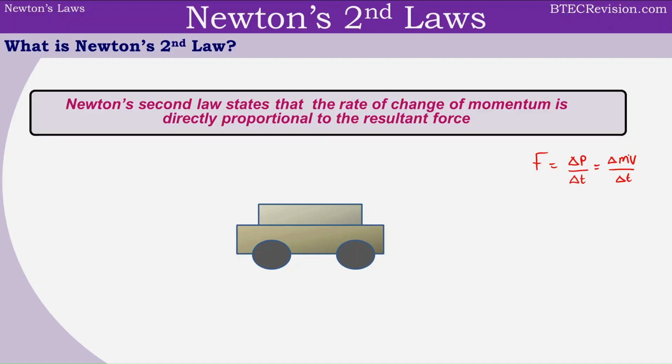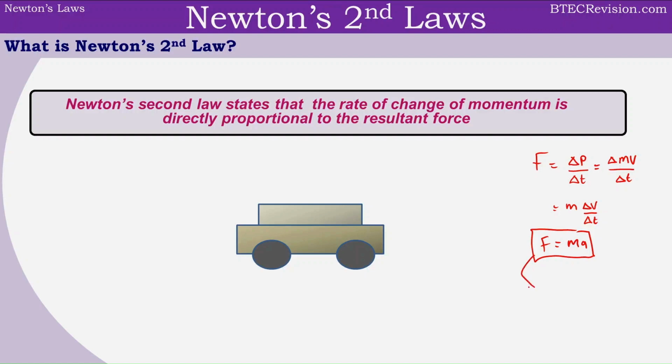And if we assume mass to be constant, we would be able to take mass out of the change in, to leave change in velocity. And if we remember, change in velocity divided by change in time is equal to acceleration. So that gives us the equation F equals ma. And this is linked to weight.